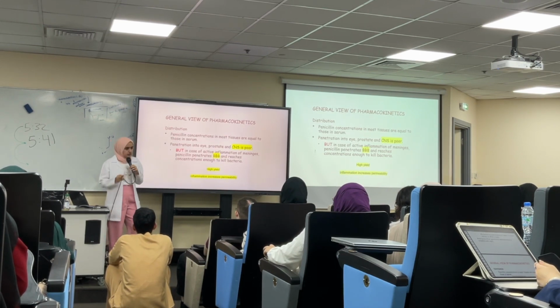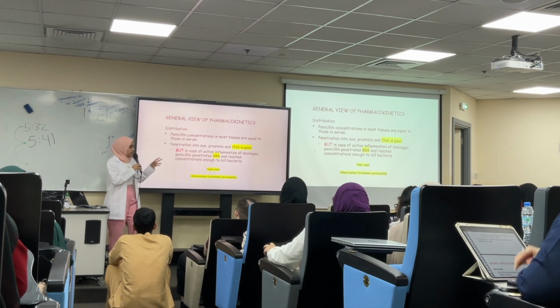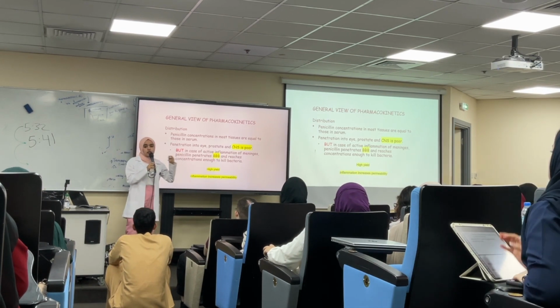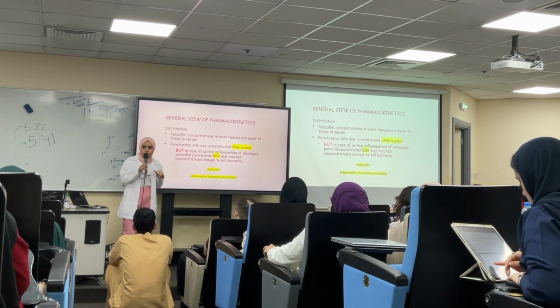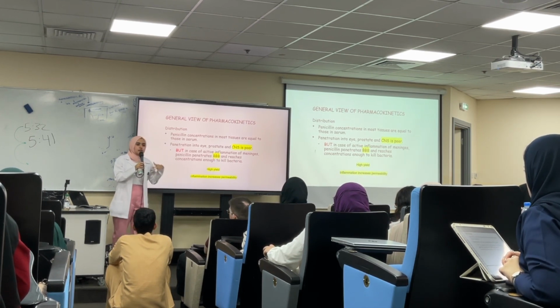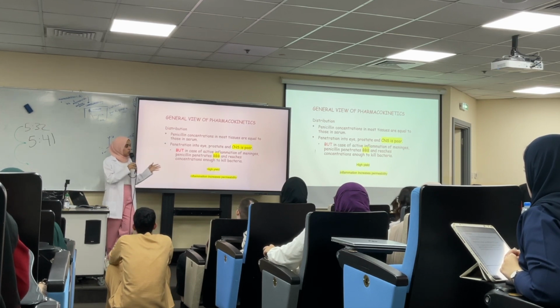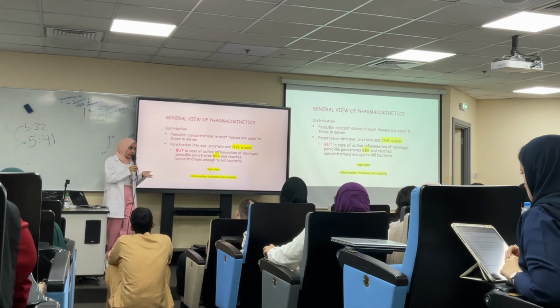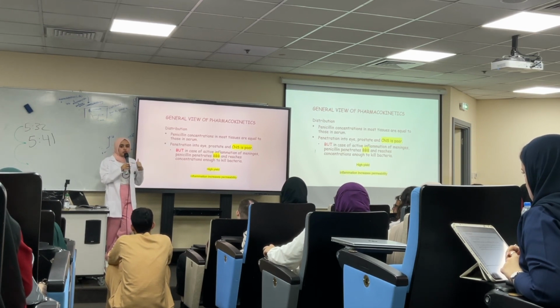Distribution, we said that it's widely distributed to the tissues, except the CNS. It does not penetrate the blood-brain barrier. However, subhanallah, when there is meningitis, the blood-brain barrier will increase its permeability. Inflammation is going to increase the permeability, so it's going to penetrate and can enter and treat it. But however, again, penicillin is not the first line of treatment for meningitis, and you're going to see with us.